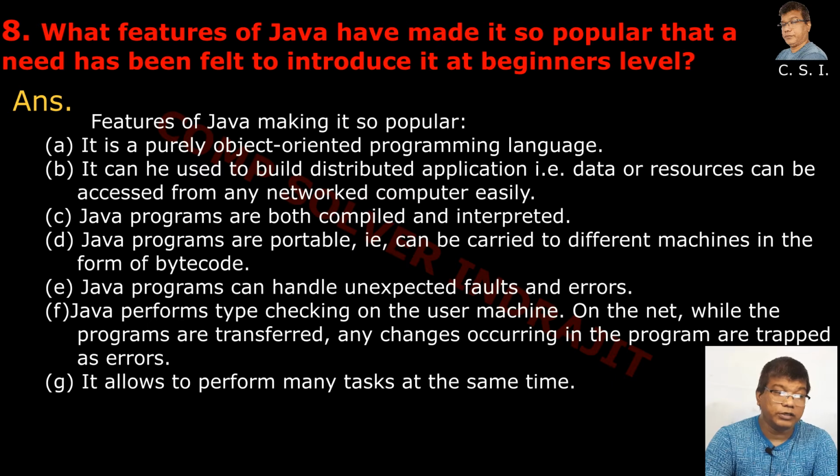Point number 3, Java programs are both compiled and interpreted. Point number 4, Java programs are portable, they can be carried to different machines in the form of bytecode. Next point, Java programs can handle unexpected faults and errors. Next point, Java performs type checking on the user machine on the net while the programs are transferred. Any changes occurring in the program are trapped as errors. Last point, it allows performing many tasks at the same time.